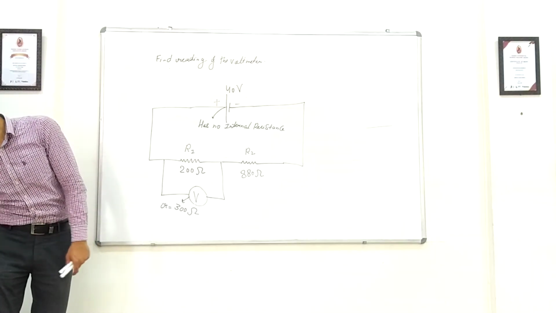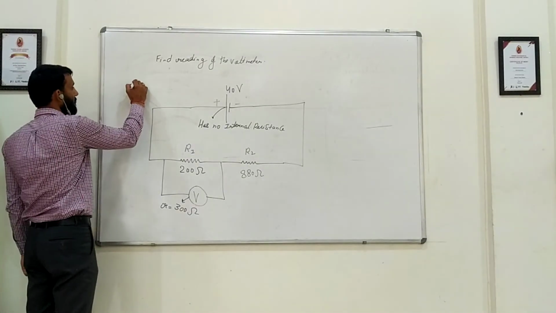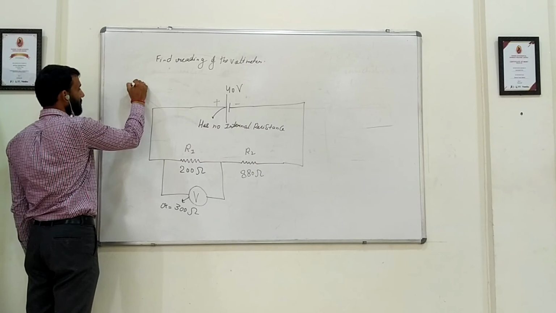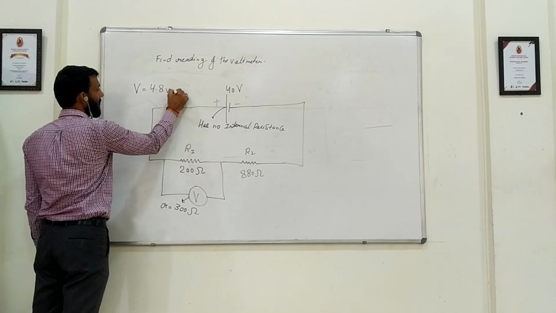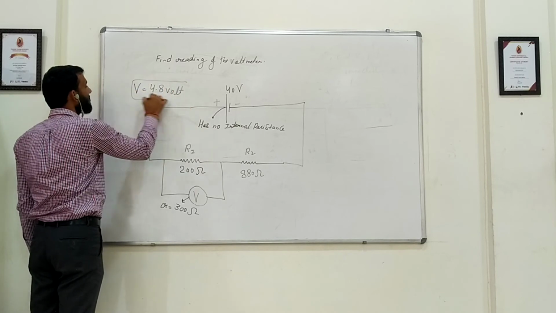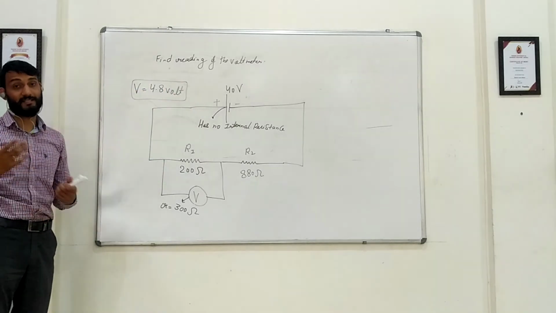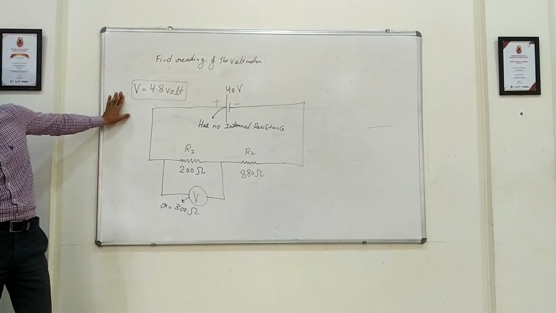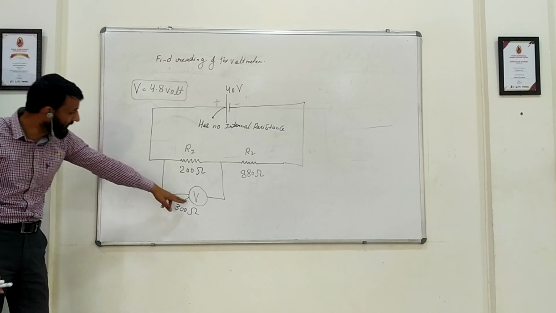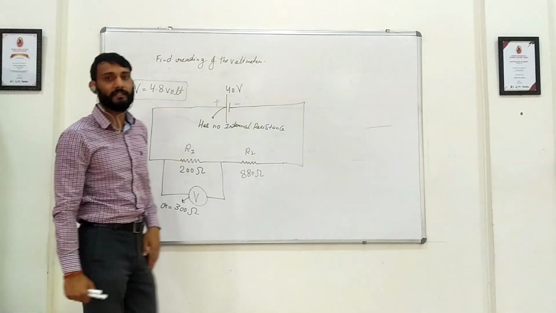I will tell you the answer and it will be a part of your homework assignment. So this voltmeter reading V is equal to 4.8 volt. Now try to find it out. If you do not get it, ask me in the class, or you can ask in the comment section also. So this will be the answer, 4.8 volt, which will be the reading of the voltmeter, and you have to solve this question. Very important question, right? Thank you.